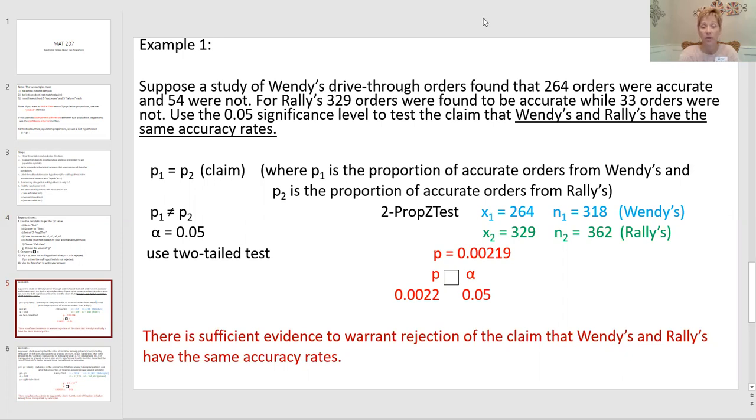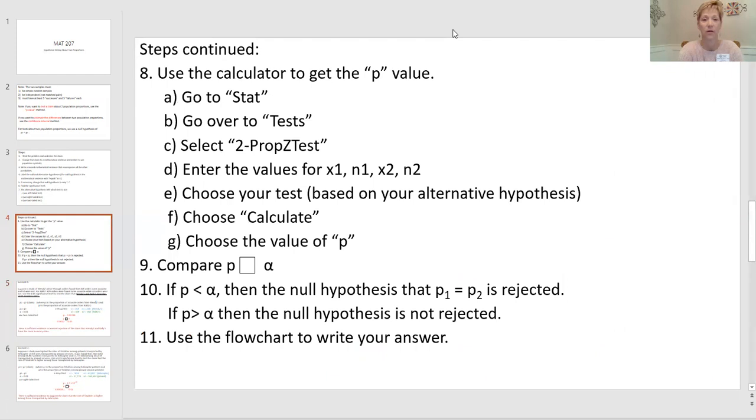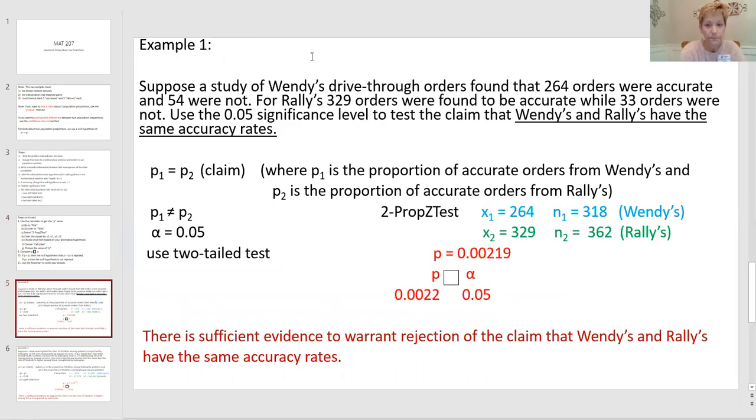Remember what we said, the rates have the same accuracy rate. So of course that would imply that P1 equals P2. That's why I have P1 equals P2. Now, if P1 doesn't equal P2, that will be my second sentence, remember? And now I've got to decide which one of those is my null and which one of those is my alternative.